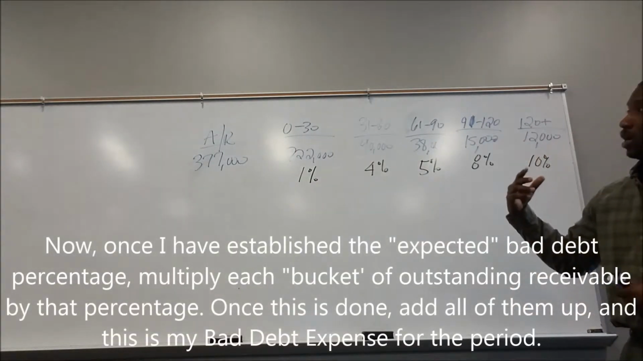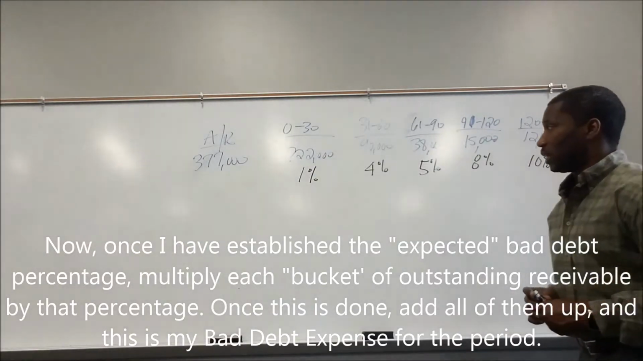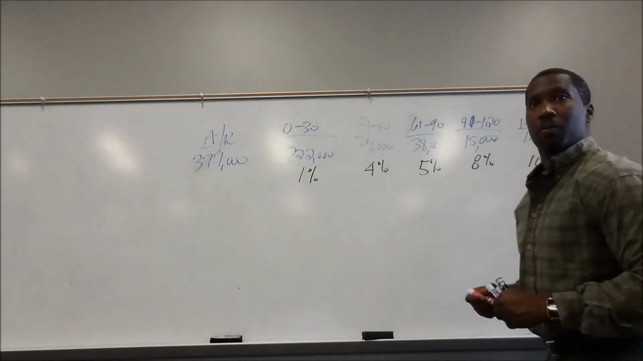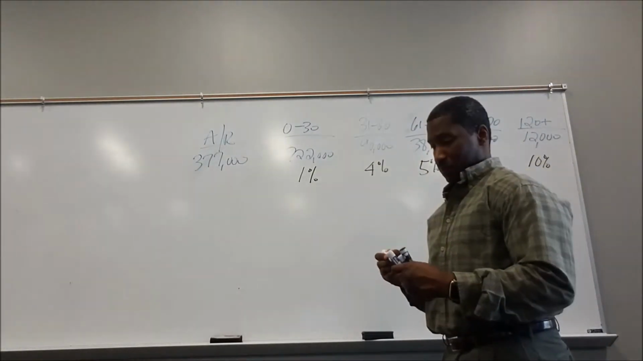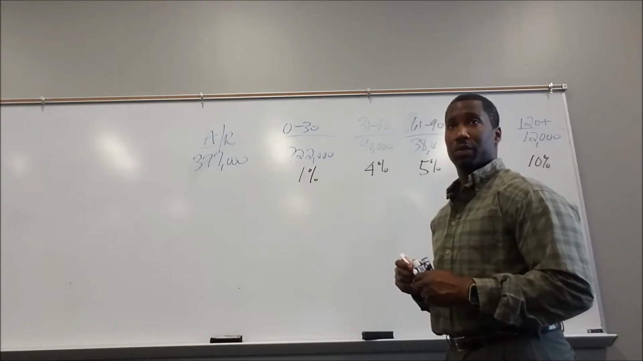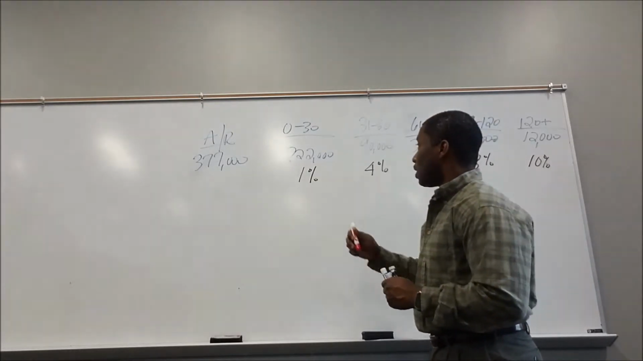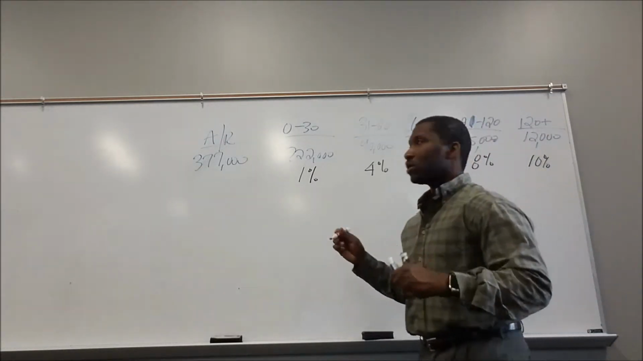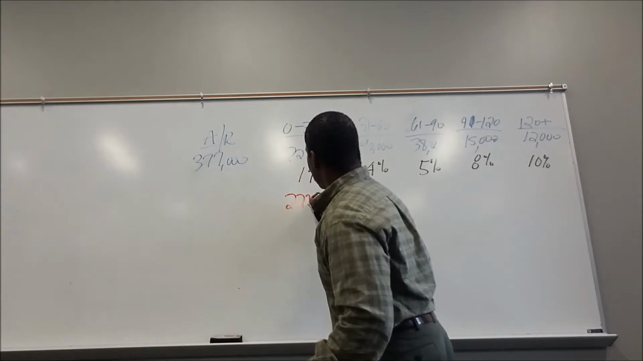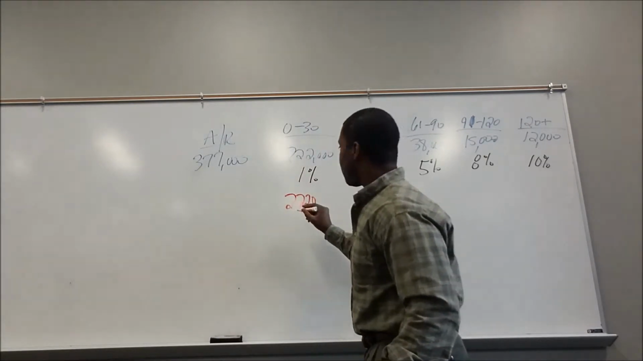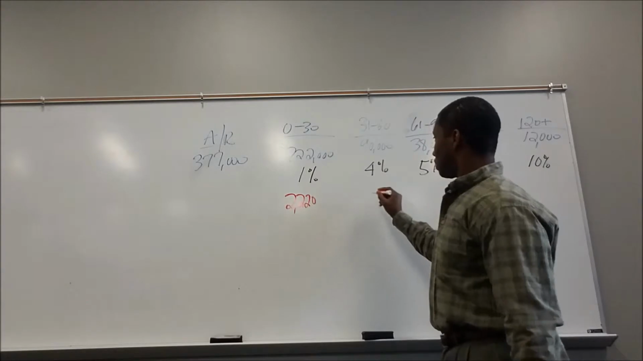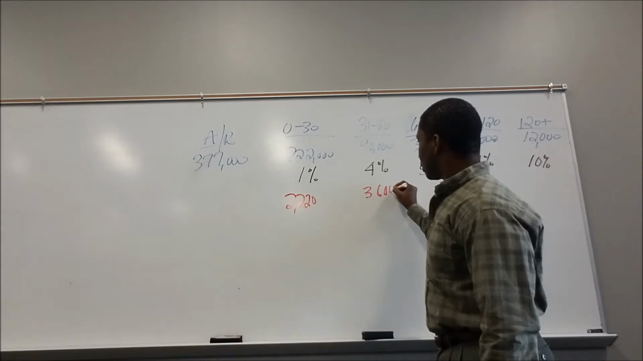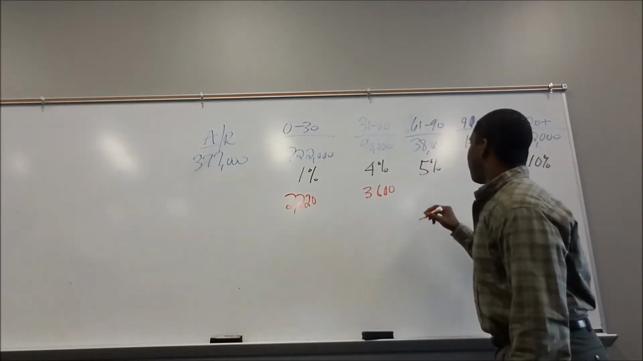Now, I need you to help me to find my estimated bad debt expense. What do I do? Help me get to that number. What do I need to do? Multiply it, okay? 1% of 222 is what? 2,220, you said? All right. 4% is what? Good. All right. 5% of this number here.